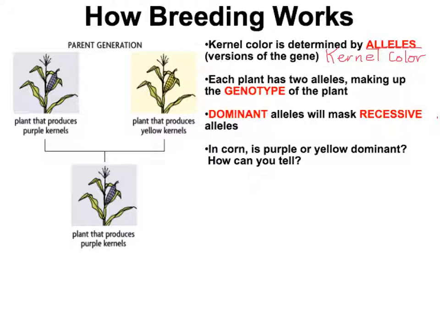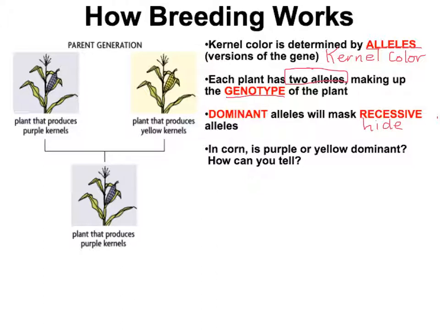So, kernel color is determined by these alleles. Now, each plant is going to have two alleles. One comes from the mom and one comes from the dad. Together, those two alleles make up the genotype of the plant. Now, here's another rule that we have to keep in mind. Dominant alleles will mask recessive alleles, or make those recessive alleles kind of hide or be unseen.